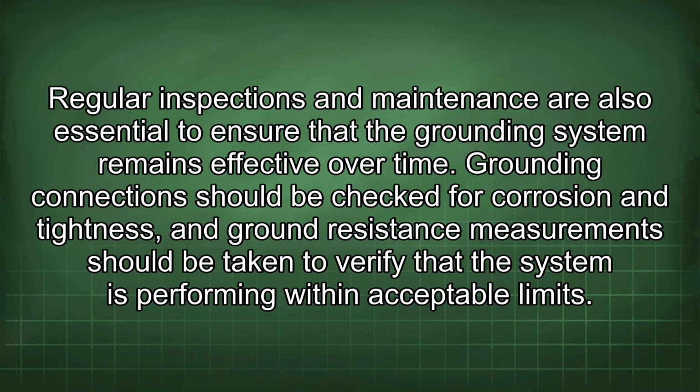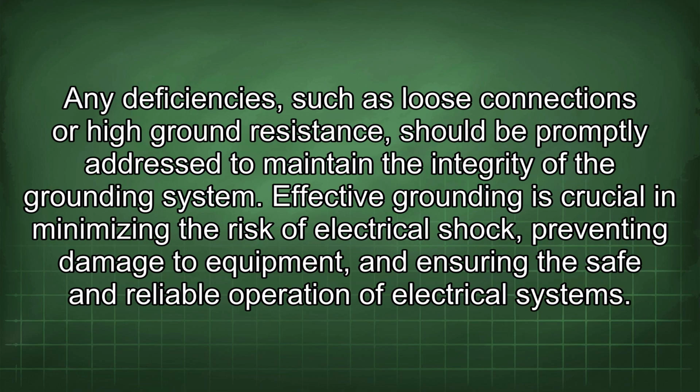Regular inspections and maintenance are also essential to ensure that the grounding system remains effective over time. Grounding connections should be checked for corrosion and tightness, and ground resistance measurements should be taken to verify that the system is performing within acceptable limits. Any deficiencies, such as loose connections or high ground resistance, should be promptly addressed to maintain the integrity of the grounding system. Effective grounding is crucial in minimizing the risk of electrical shock, preventing damage to equipment, and ensuring the safe and reliable operation of electrical systems.